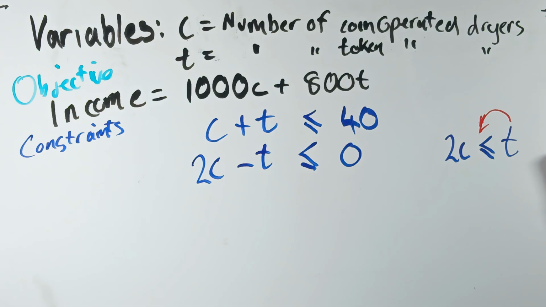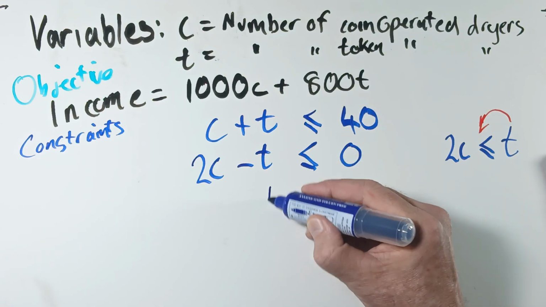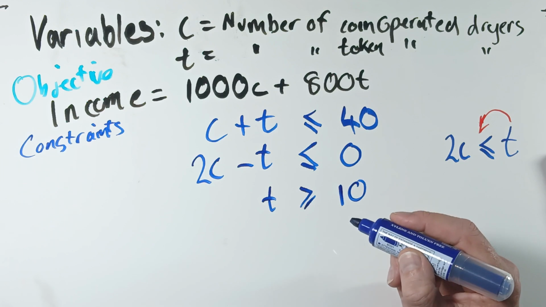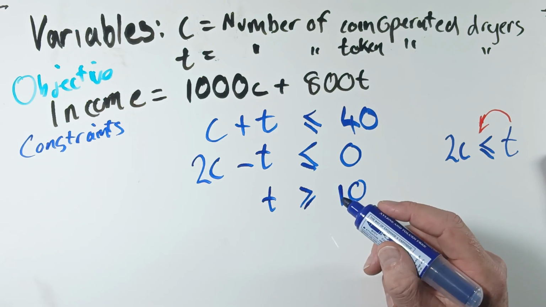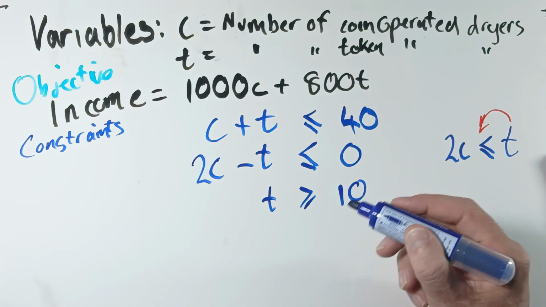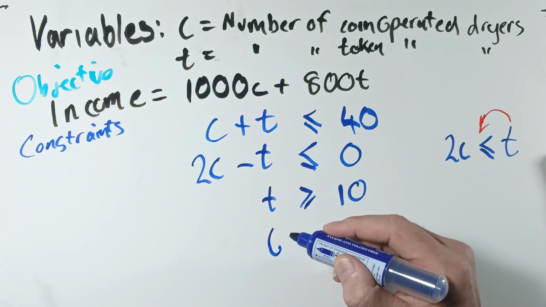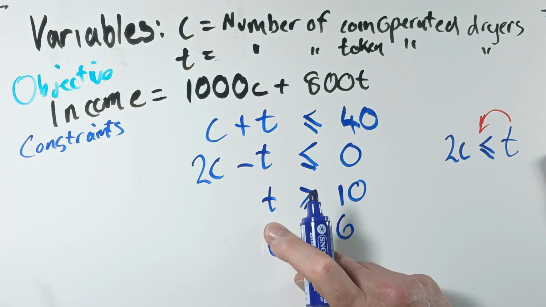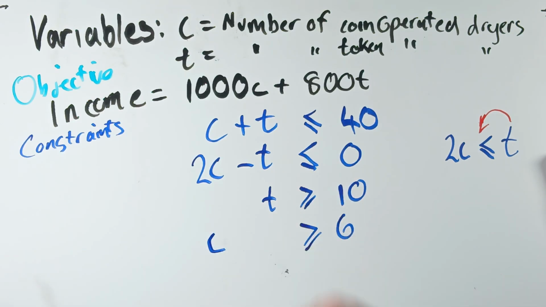We have the ongoing contract for the company making the tokens needs to have at least 10 token operated dryers. So that one's going to come as at least 10, so 10 or more token operated dryers. And the dairy is not open 24 hours, so you just have at least 6 coin operated ones so people can get their coins. So at least 6 of these. I might put that nicely lined up under here, and you'll see what the reason for that is in a second.